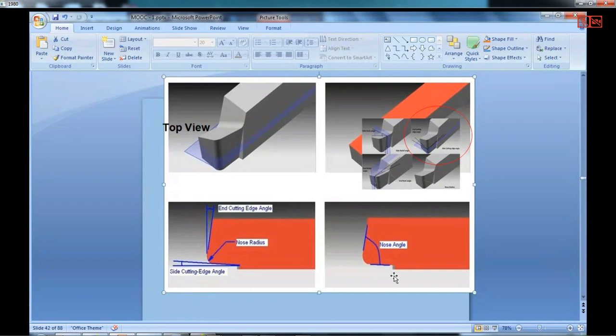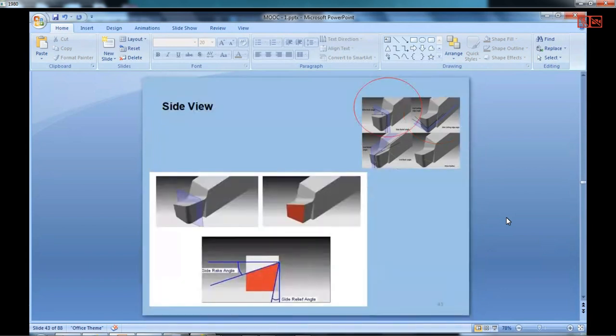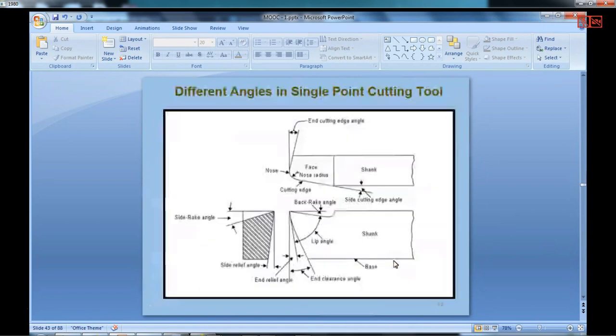And then the nose angle. Here we have the nose radius, and this angle is called the nose angle. So these are the cutting angles, and one more angle you can see here: the side rake angle from a different view, and the side relief angle. So these are various angles which have been given in the 2D, so probably you can understand it much better.